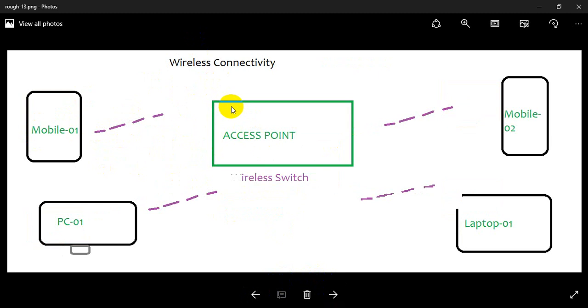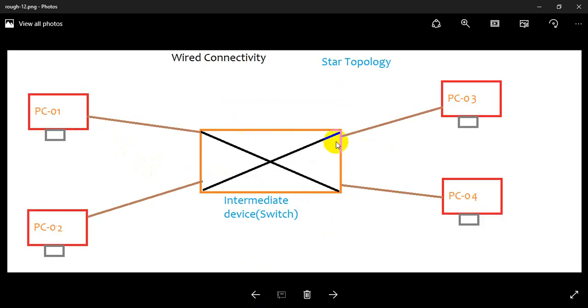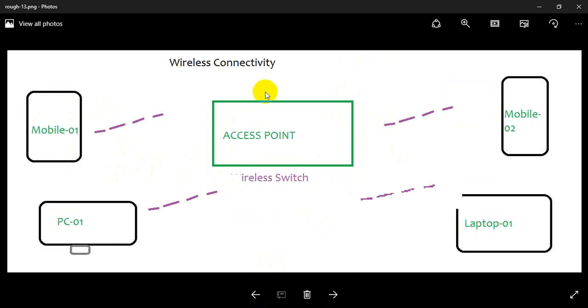But in wireless connectivity, you don't use what? Cable. Why? Because wireless means not wired. It means through air, through radio waves, you can communicate with one another by access point. Access point is also known as a wireless switch. Here W is missing, sorry for that. So it is basically a wireless switch. This is a wired switch. Through wire you can connect with each other. But through a wireless switch, which is also known as AP, AP stands for access point, you can communicate with each other by which connectivity? Wireless connectivity, through radio waves in the air.